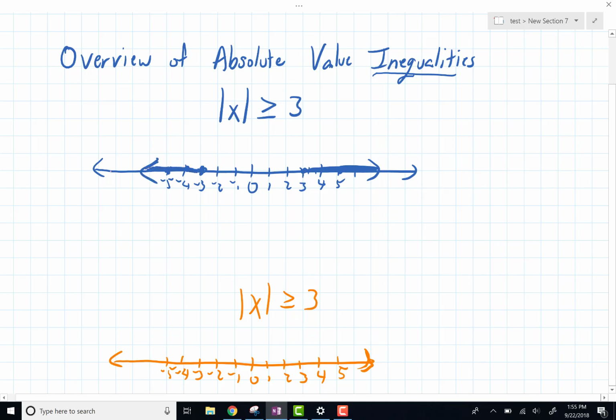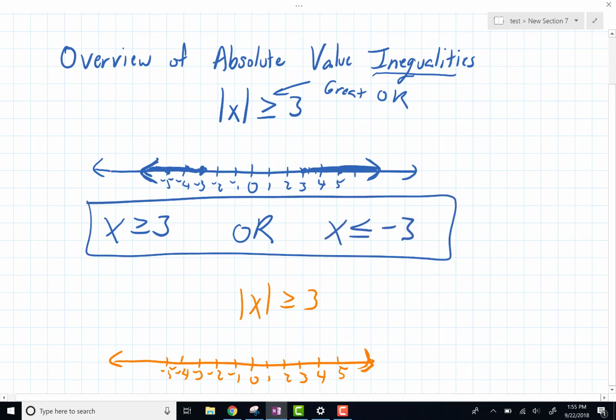So you see we have these two distinct regions that make this true. And so that's why they call this sometimes the great or. Either the x really is greater than or equal to 3, or the x is less than or equal to negative 3. And so that is your answer for greater than problems. And notice on this one, it makes perfect sense from the picture, but notice that both the inequality and the sign of the original end up swapping.